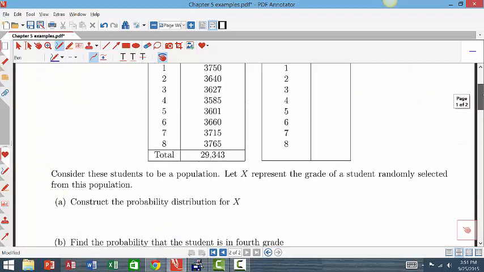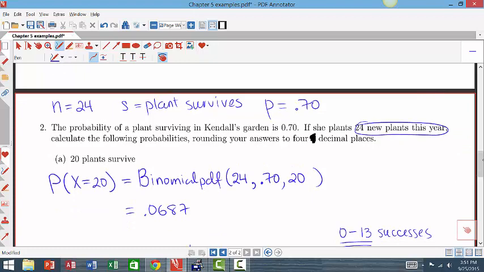Okay, so this is it. This is how you would solve your binomial distribution problem, where you have a finite number of trials, the probability of success doesn't change, and the trials are independent of each other.